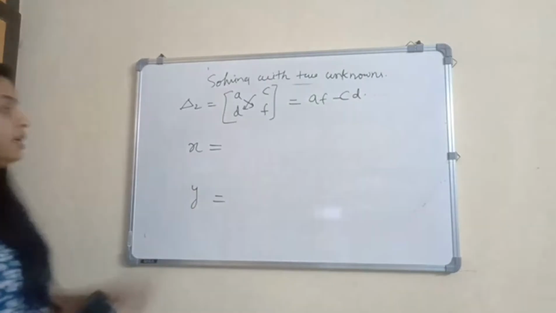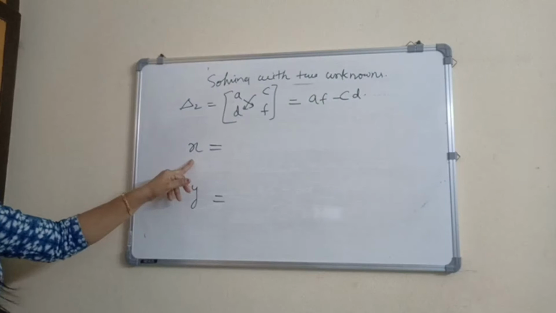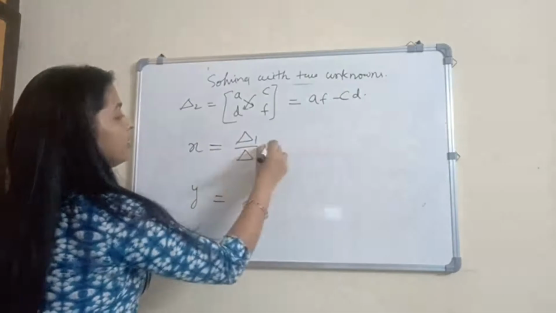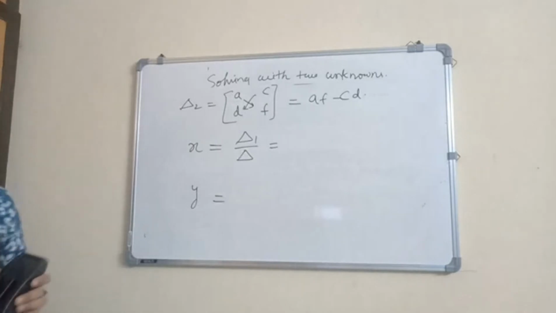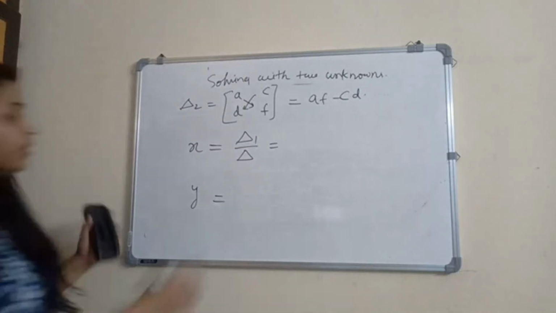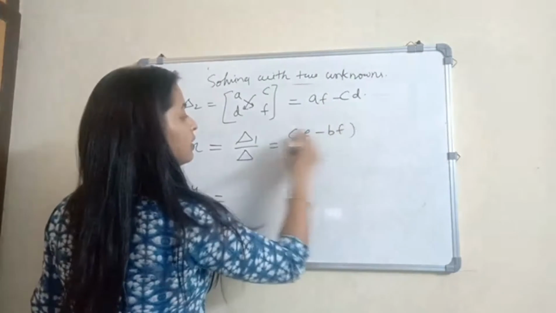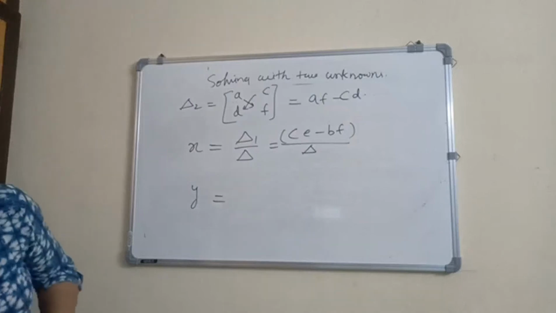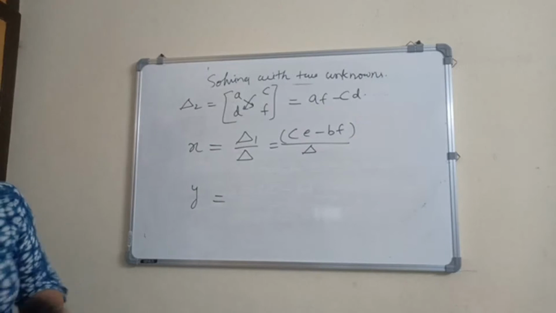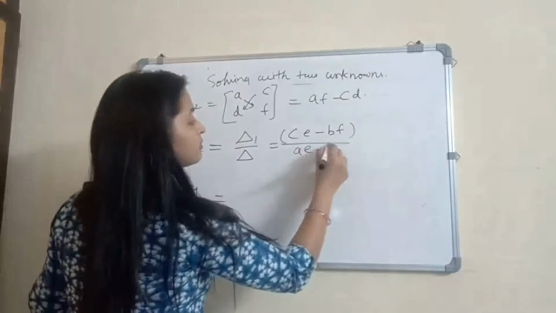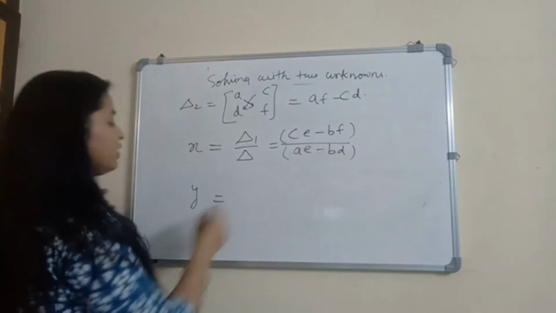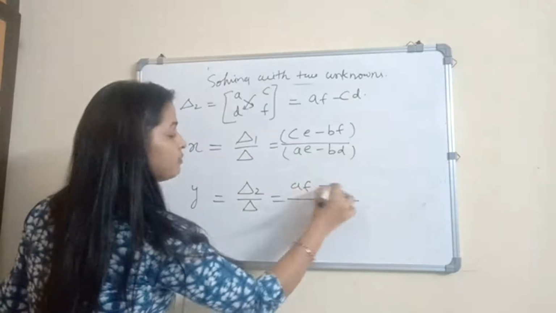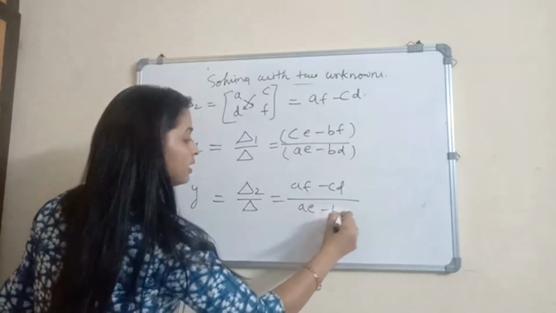How do we calculate? We know that the x component will be calculated from del 1. So just put the formula del 1 by del. We have seen del 1 is CE minus BF, divided by del. We have seen the equation of del also. It is AE minus BD. So this is the equation. For y, del 2 by del. Similarly, put the values: AF minus CD divided by AE minus BD.